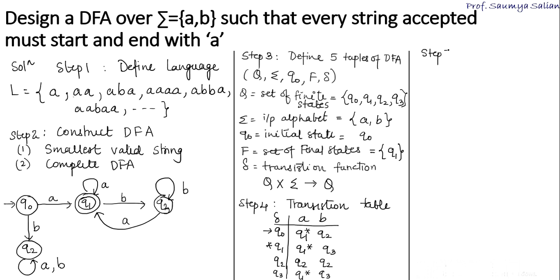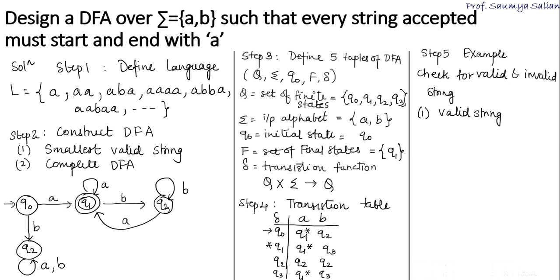Next step, step 5. Give an example, that is, check for a valid and invalid string. Okay. For a valid string, I should always reach the final state, and for an invalid string, I should reach a non-final state, never the final state. So let's check whether the machine is correct or not. First, we'll take a valid string example: A, B, A, A.